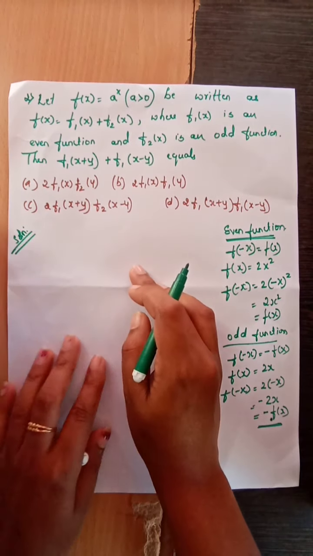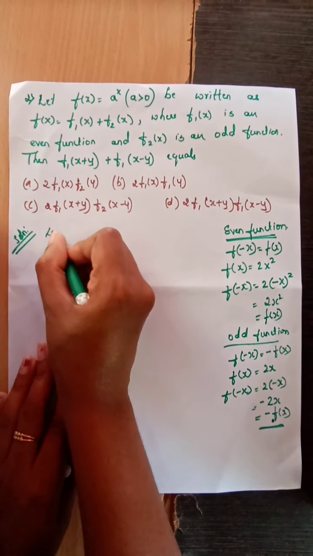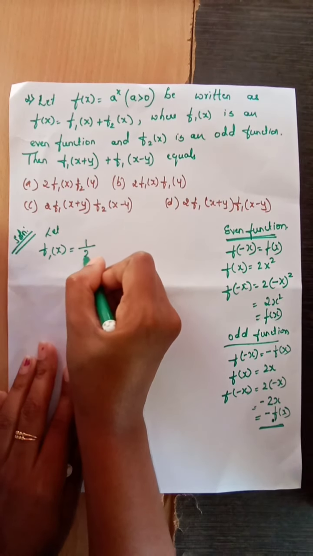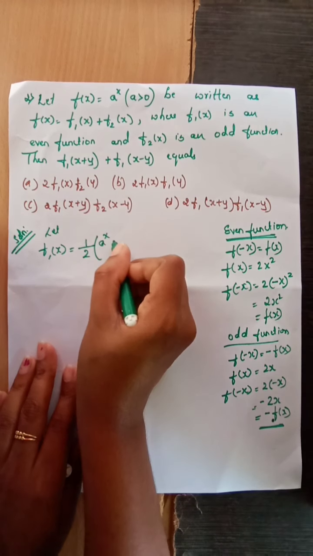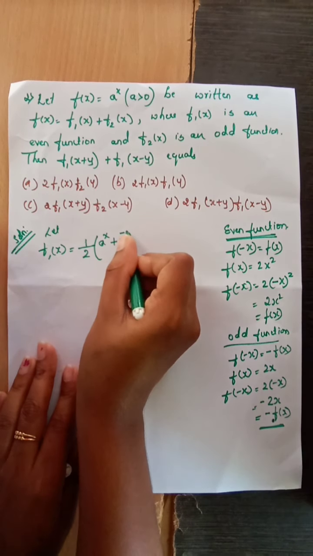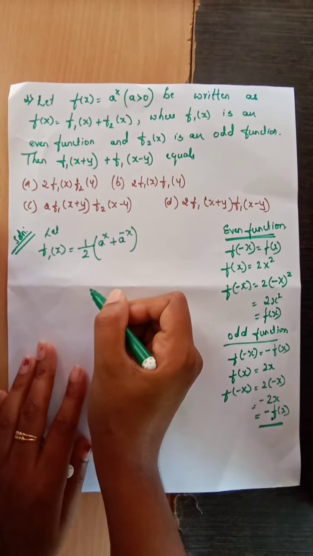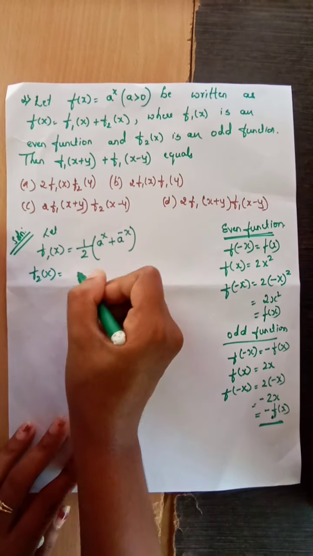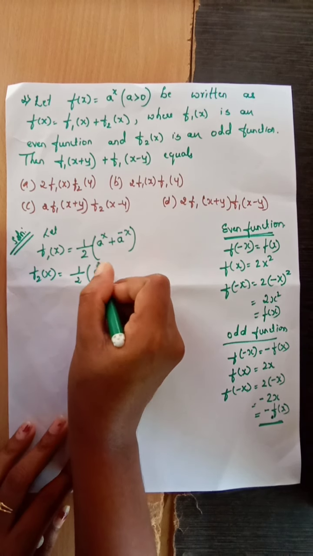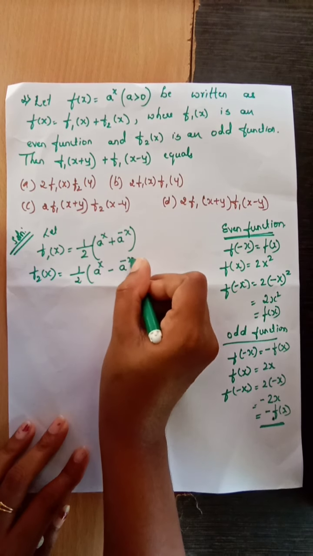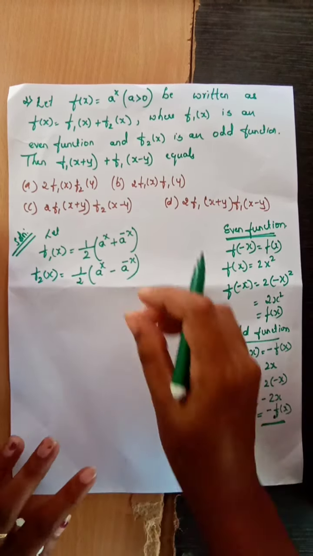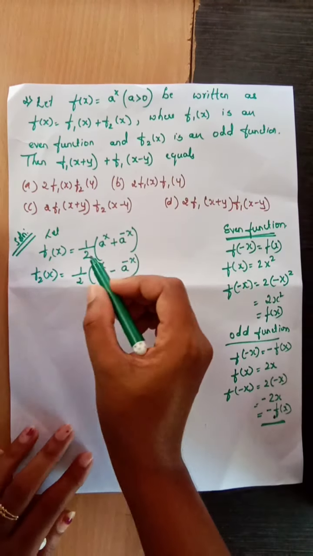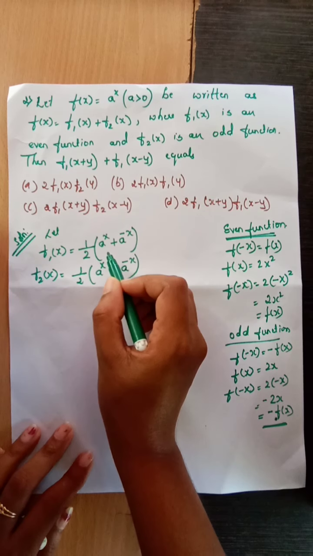So what I'll do, I'll take f1 of x as 1 by 2 into a power x plus a power minus x, and I'll take f2 of x is equal to 1 by 2 into a power x minus a power minus x. You just check when you add f1 and f2 whether you'll get f, because if you add f1 and f2, what you'll get?